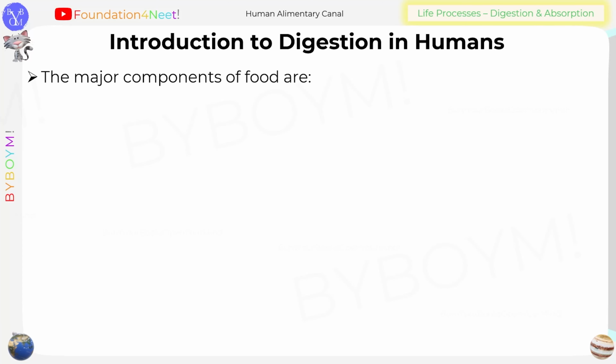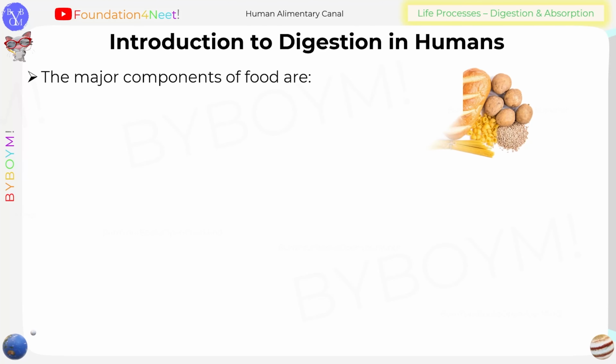Talking about macro components first, the first macro component of importance is carbohydrate. What are carbohydrates? You may remember that carbohydrates are also known as saccharides. Why are they called saccharides? Because they taste like sugar. Not all carbohydrates taste like sugar, but they are still called saccharides.